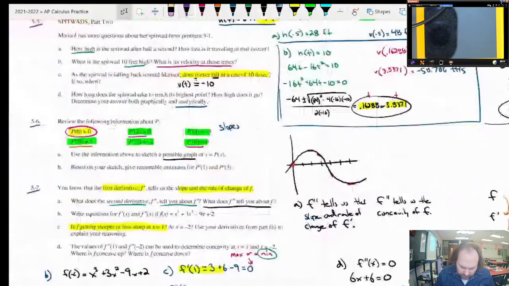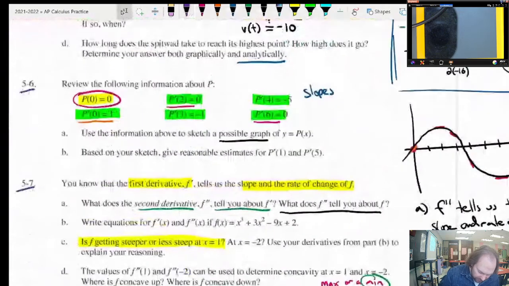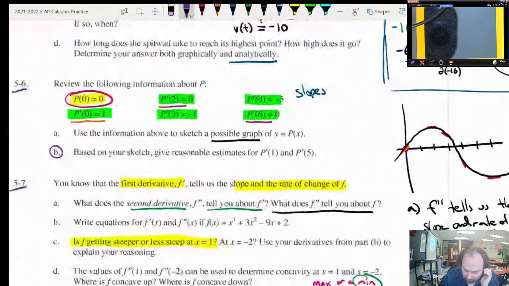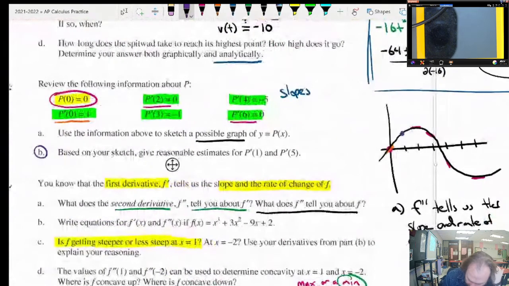I realized we didn't do 5-6 part B. Let's go back to that question for a minute. Based on your sketch, give reasonable estimations for p prime of 1. Honestly, any slope between 1 and 0 works. So I'm just going to say p prime of 1 is maybe 1/2.